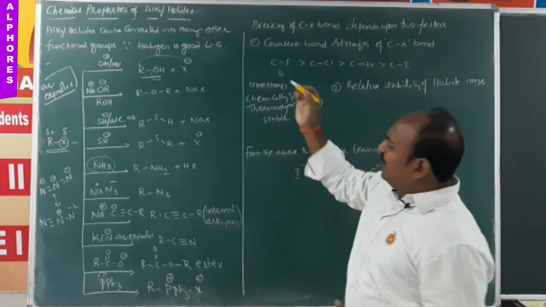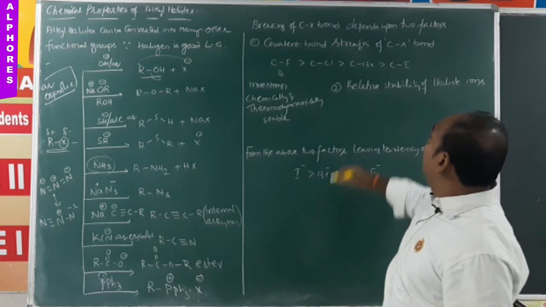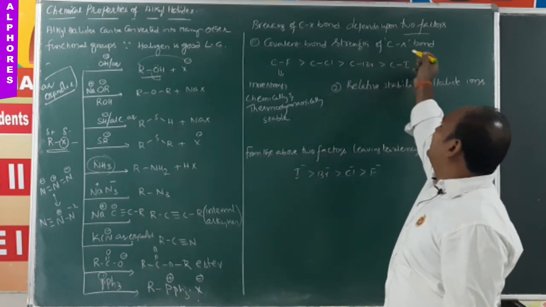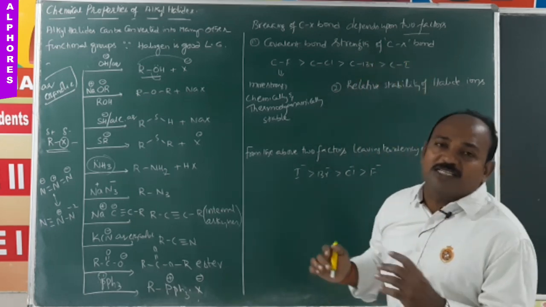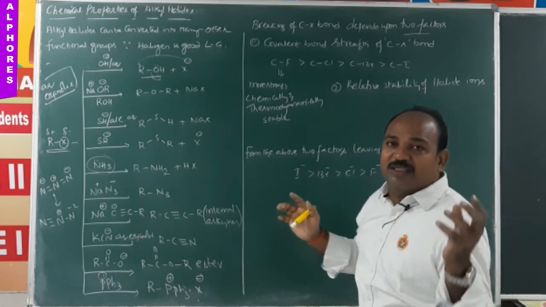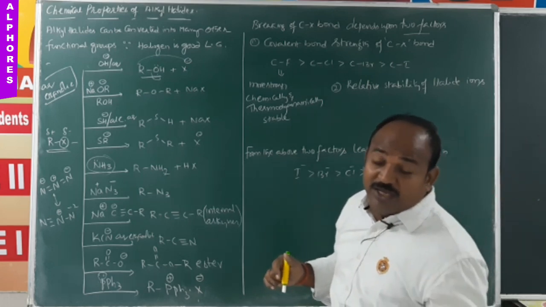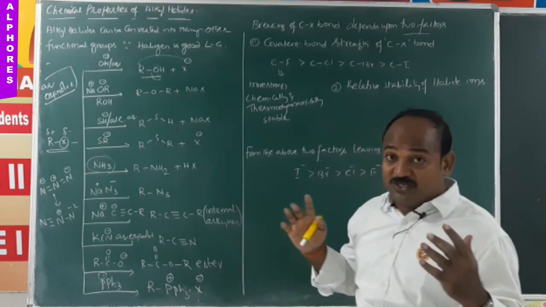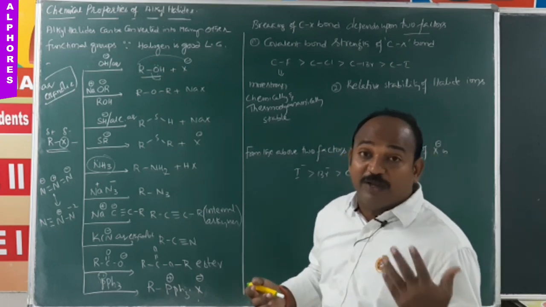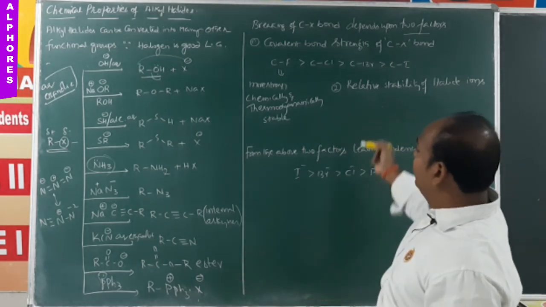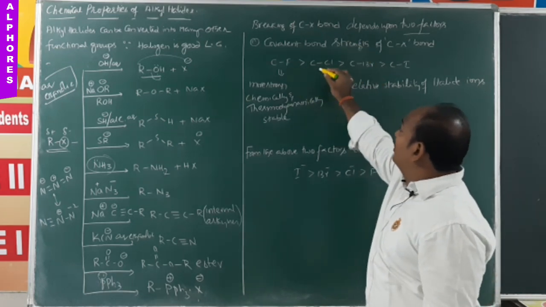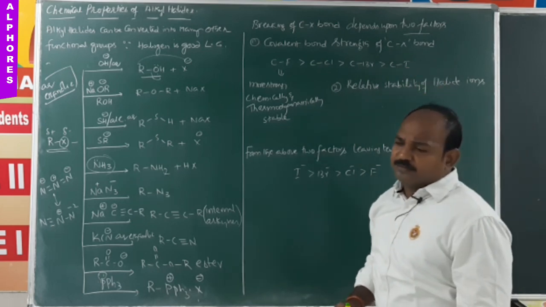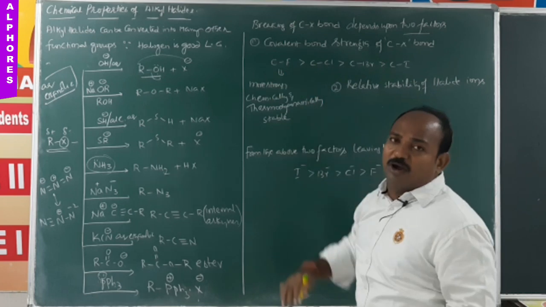Now ultimately, breaking of the C-X bond in alkyl halides depends upon two factors, of which one is the covalent bond strength of the C-X bond. How strong is that C-X bond? If the C-X bond is weak, then it can be easily displaced by another nucleophile. If the C-X bond is strong, then that halide ion cannot be displaced by other nucleophiles. Let us take here: C-F bond energy is more than C-Cl, which is more than C-Br, which is more than C-I. So how do we know these bond energies?